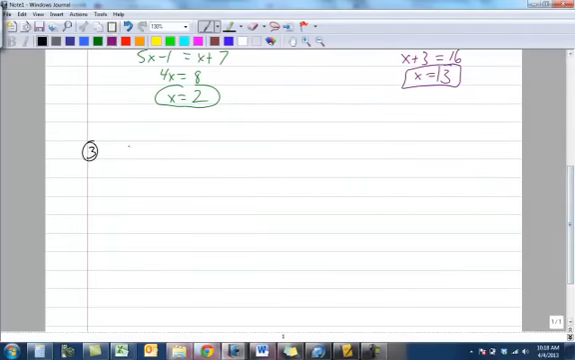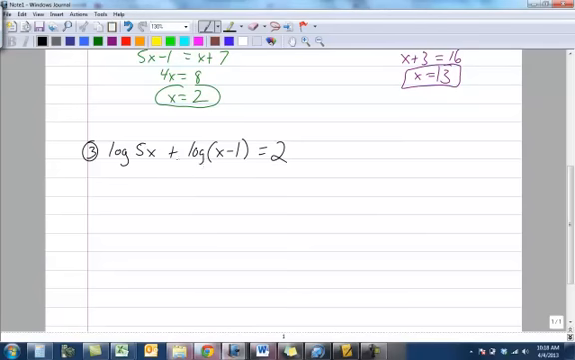Number 3. Log of 5x plus log of quantity x minus 1 equals 2. That double log is freaking me out. I don't like that. So here's the thing. We're going to condense this and only have one log. That's the whole point why we did that a couple of sections ago.